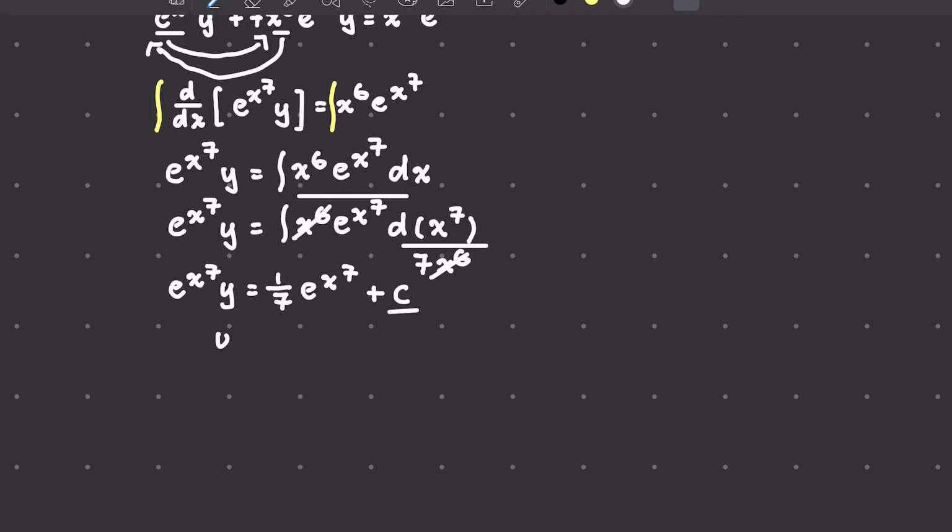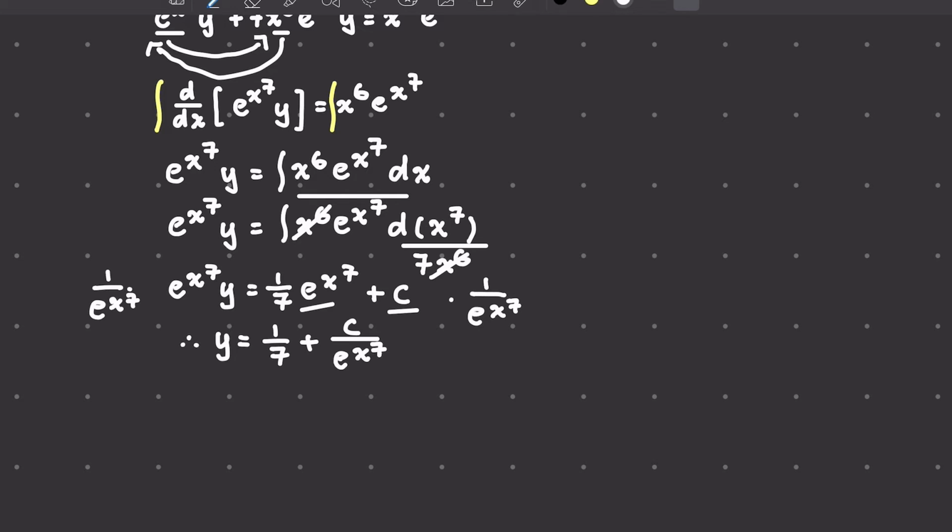And from here on, it's simply algebraic manipulation where you multiply both sides by 1 over e to the power of x to the power of 7. And so, if you multiply this by e to the power of x to the power of 7, this will be gone, so it will be 1 over 7 plus c over e to the power of x to the power of 7.